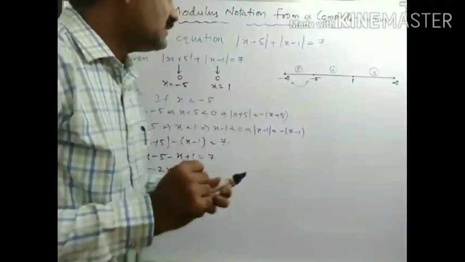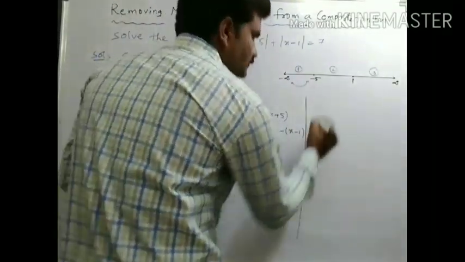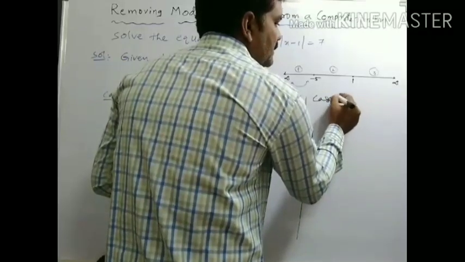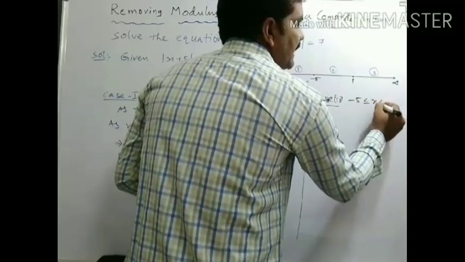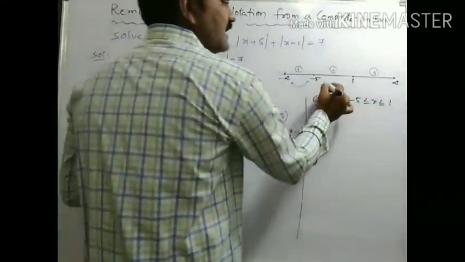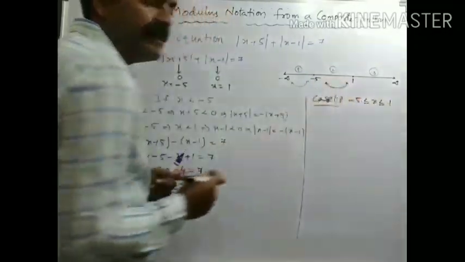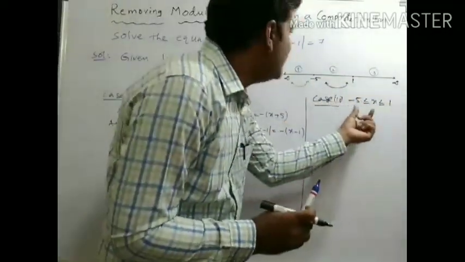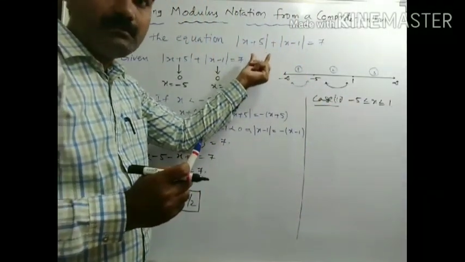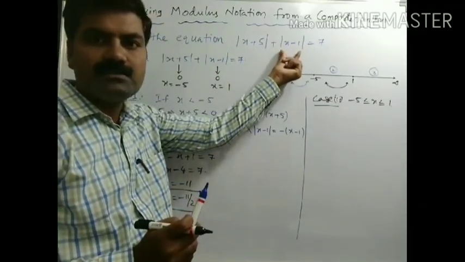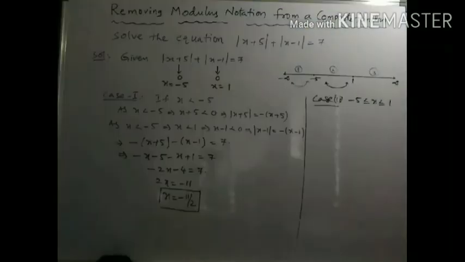Now we need to solve case 2. So what is case 2 now? Case 2, that is minus 5 less than or equal to x less than or equal to 1. So this is the case we need to discuss. In between minus 5 to 1, including them also. Now in between this we need to study whether modulus of x plus 5 is plus or minus. Similarly, whether mod of x minus 1 is plus or minus. Can you think now what it is?